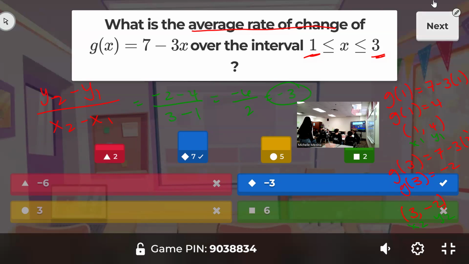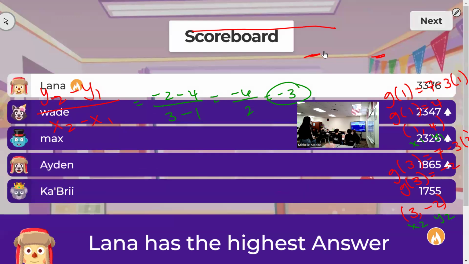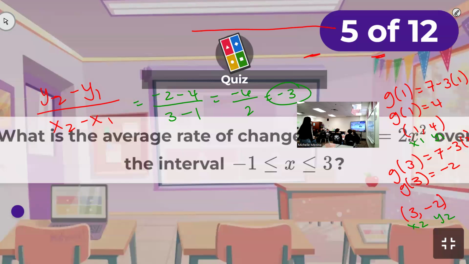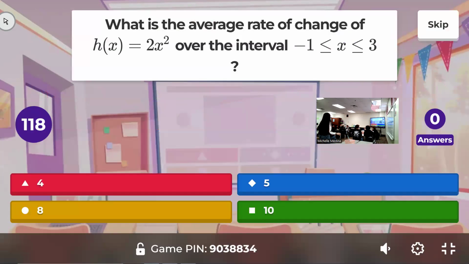Okay, next one. Okay, so here's the next one. What is the average rate of change of h of x equals 2x squared over the interval -1 to 3? And you have lots of time. You have like 2 whole minutes, and 15 seconds.